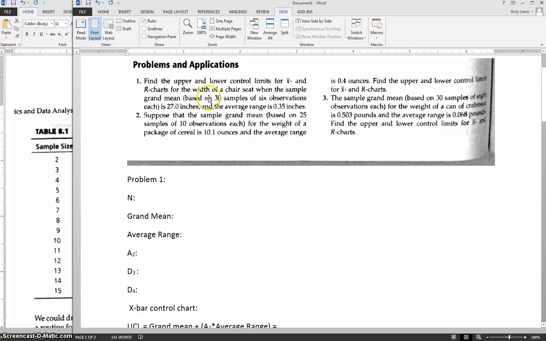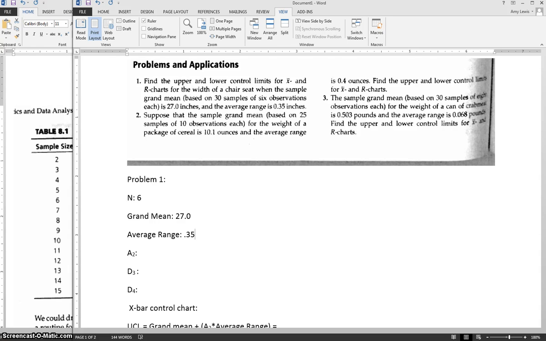As I'm reading this one, my first thing I need to figure out is my sample size. And right here is where I'm looking. And don't get thrown up at this 30 samples, okay? That's just my warm-up period. That 30 is moot. It's the fact that each sample has 6 observations. That's going to be my sample size. So n is 6. And then in the problem it says that my grand mean, based on those samples, is 27.0 inches. So I'm going to just move that down here so I have the information available. And then my average range right here is 0.35 inches.